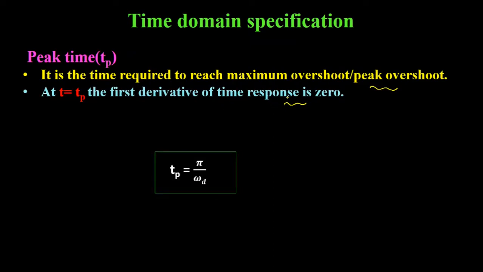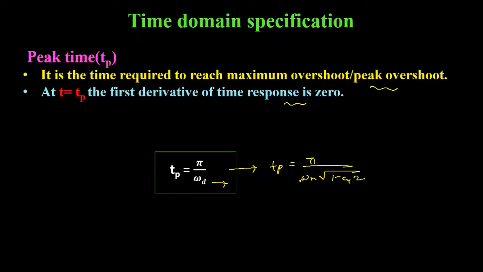The formula for peak time Tp is equal to pi upon omega d, where omega d is called the damped frequency of oscillation and it is equal to omega n into under root 1 minus zeta square. Therefore, Tp can also be written as pi divided by omega n into under root 1 minus zeta square, where zeta is the damping ratio and omega n is the natural frequency of oscillation.